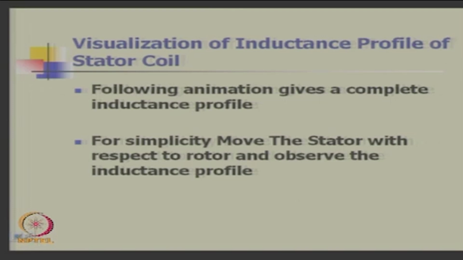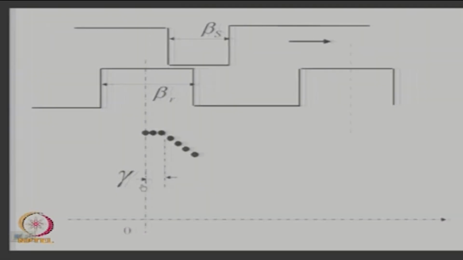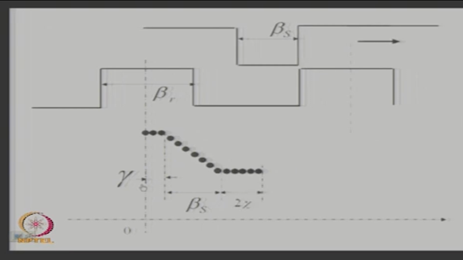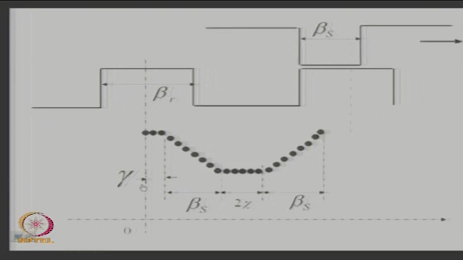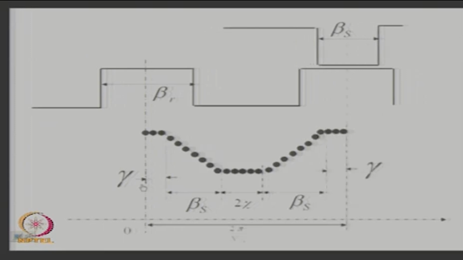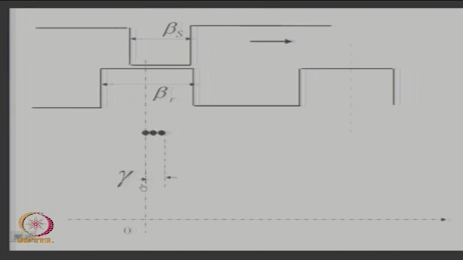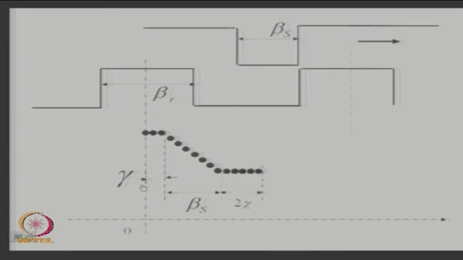Now, let us see an animation our people have done. See, you are moving, and now how the inductance is changing. There is beta S and beta R. Is it getting clear? I hope it repeats. It is repeating, so you can see how the inductance is varying.